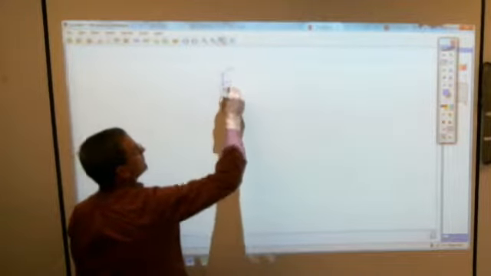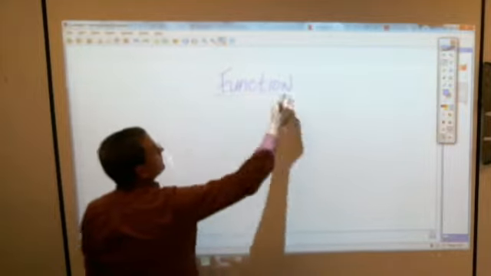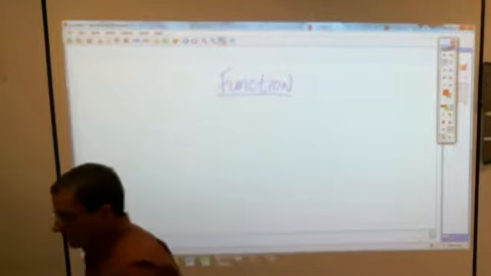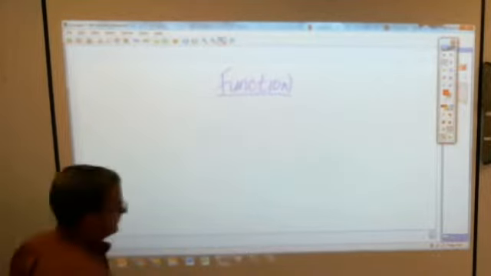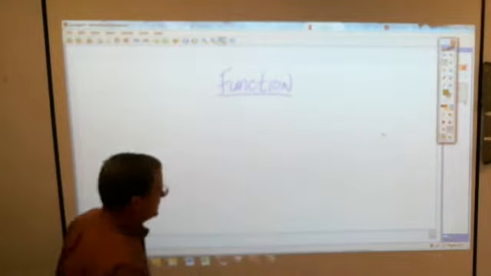Write the big word function on your paper. And I'll see if I can explain this in the worst possible way here. What is a function, you ask? The exact definition of a function. First of all, it kind of boils down to this.